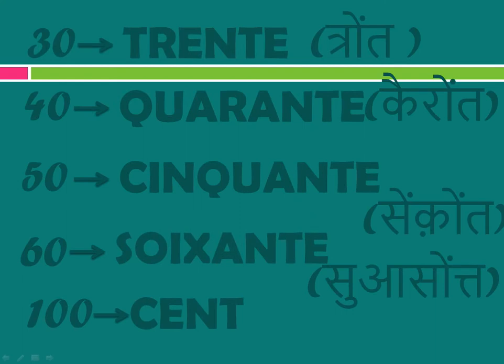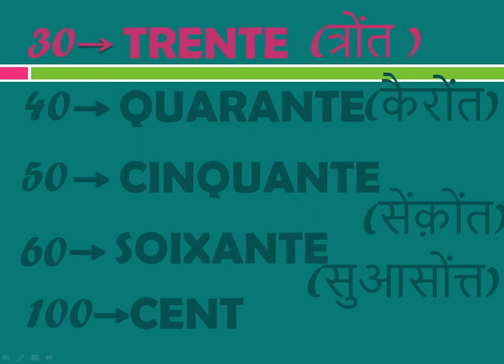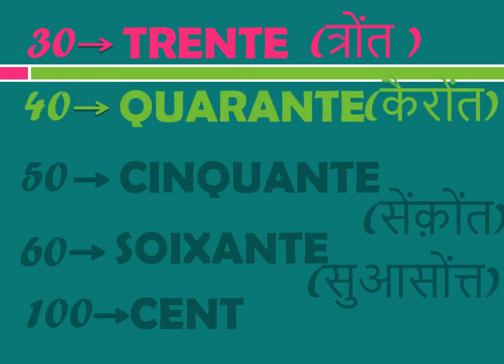30 is called trente, trente. 40 is called quarante, quarante.